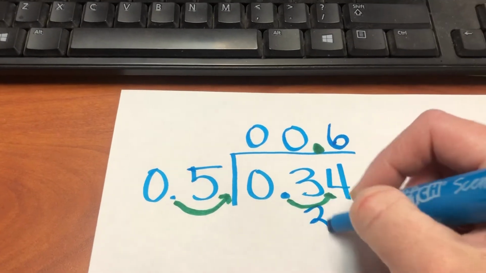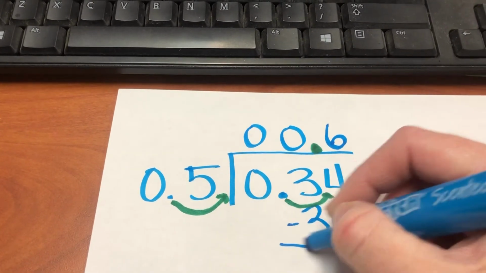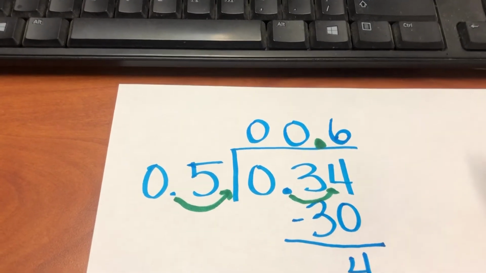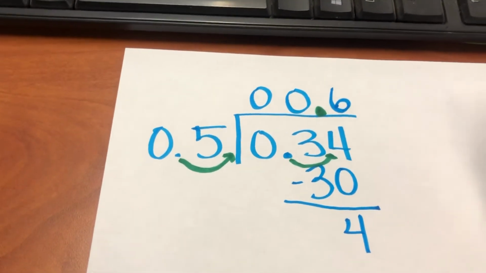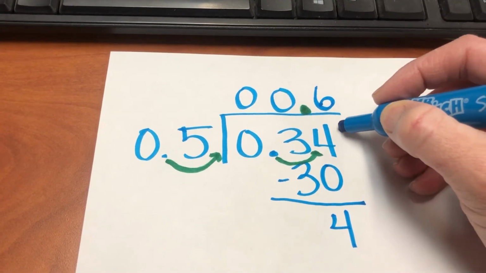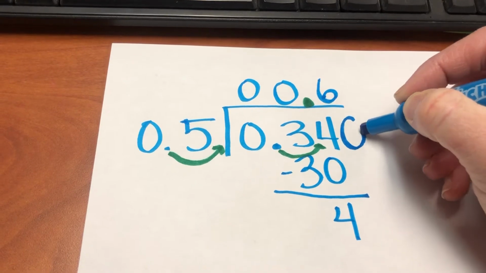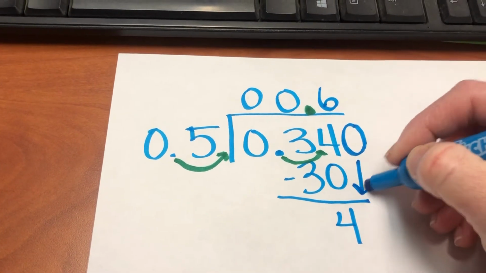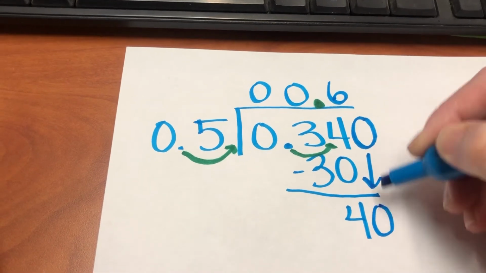6 times 5 is 30. So I'm going to subtract. 4 is left over. Now I can't have a remainder. So remember, after a decimal point, I can add as many zeros as I want to. We've called that annexing zeros. I can annex a 0 right back here. Drop it down and keep dividing.